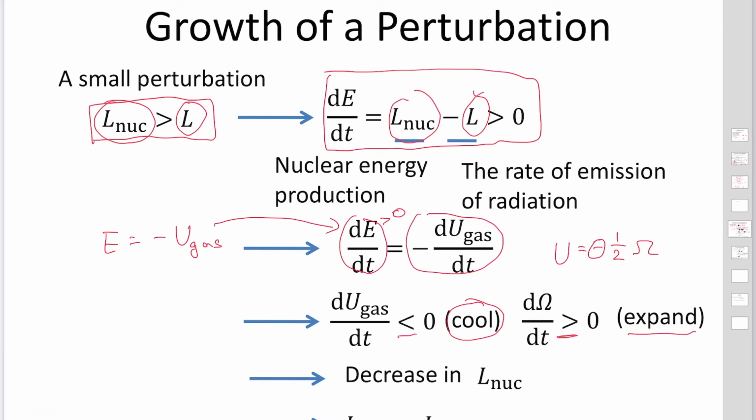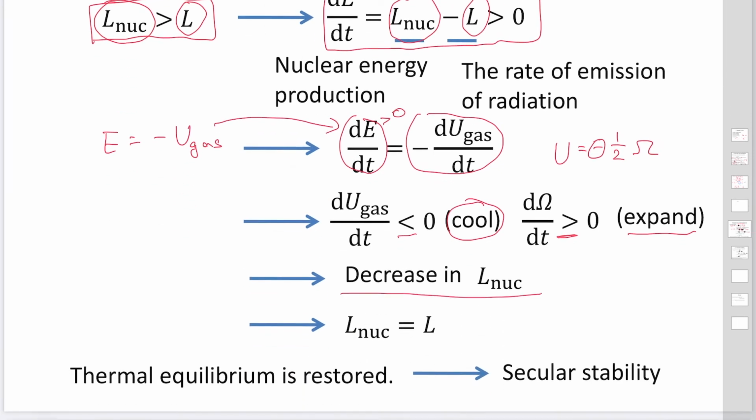So by the dropping temperature, the nuclear energy production rate is decreasing. L_nuc becomes equal to L, the luminosity of the star. The nuclear energy production rate is equal to the rate of emission of radiation. So thermal equilibrium is restored.